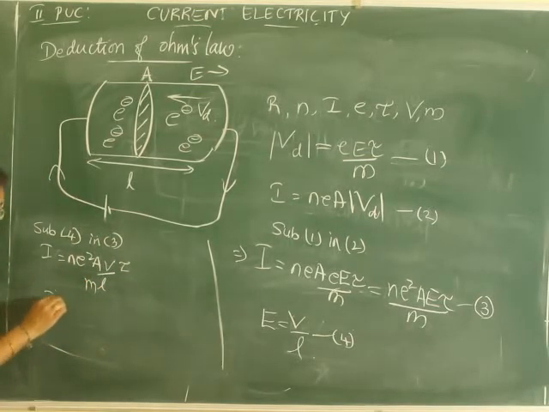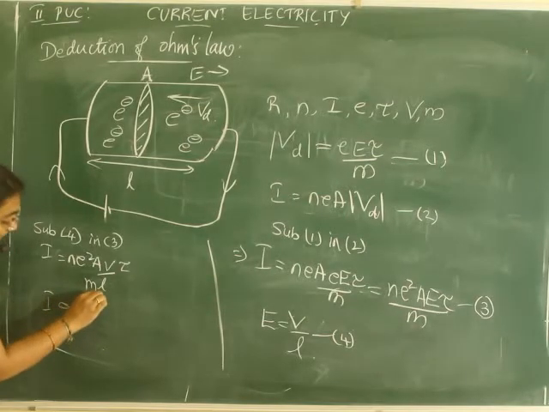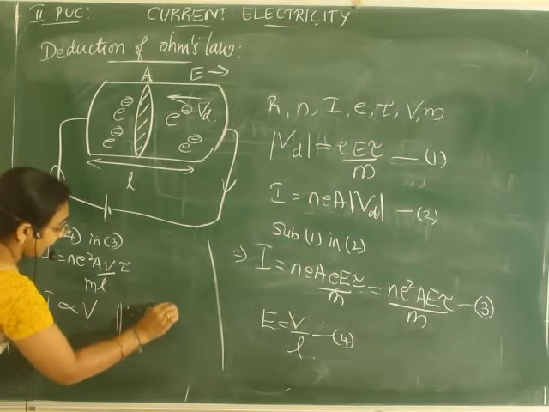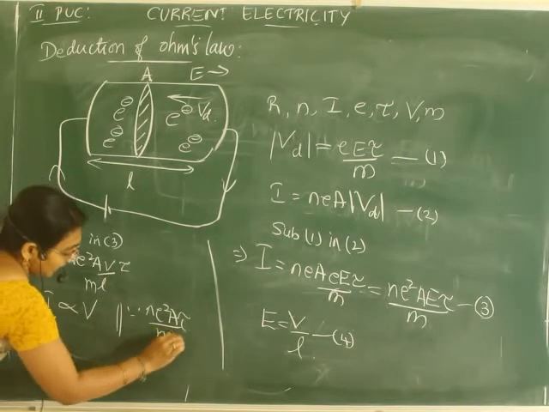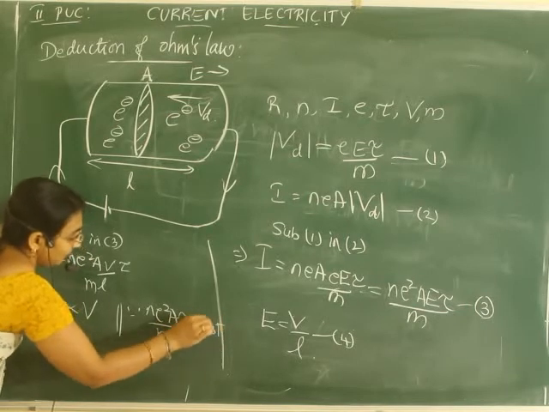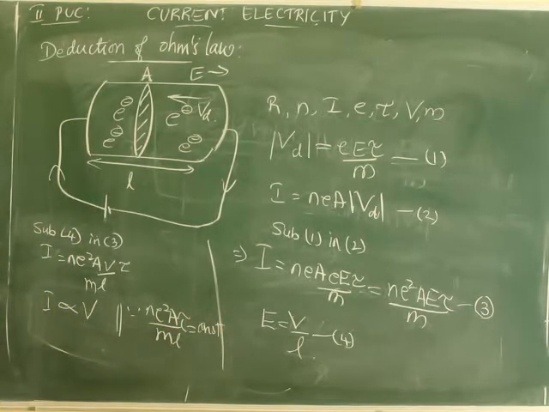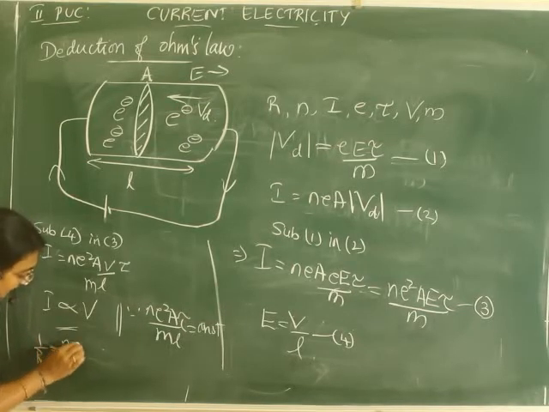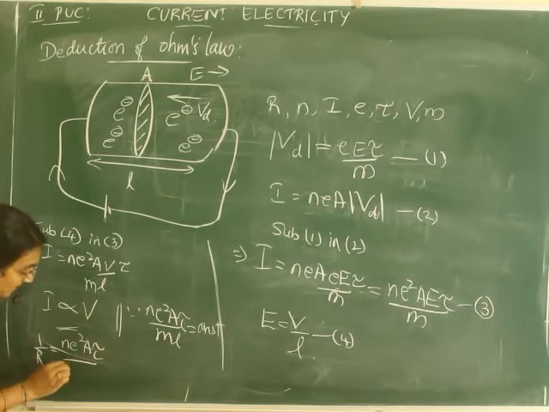So, can I write I is proportional to V? Since Ne square A tau by ML is a constant, I is proportional to V. This is nothing but our Ohm's law. Thus, we have deduced Ohm's law. So from here, I will say 1 by R = Ne square A tau by ML.